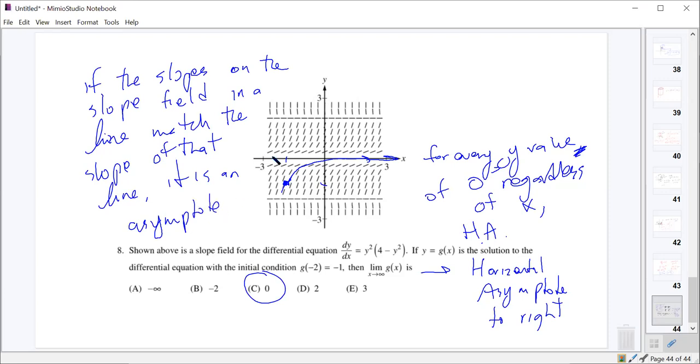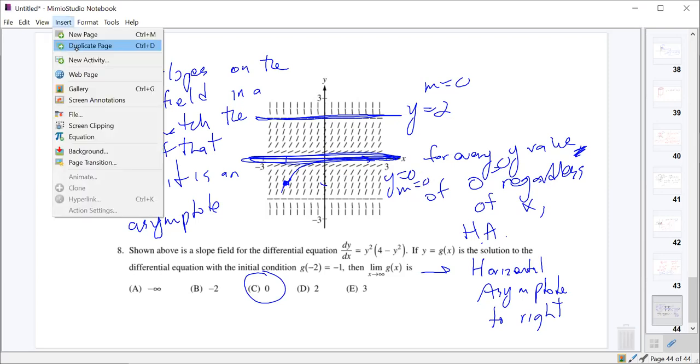And so that's what's happening here. The slope of every line on y equals 0 matches a slope of 0. The slope of every line on y equals 2, right? This is the line y equals 2, has a slope of 0. And since the slopes are 0 on it, that's also a horizontal asymptote. Here, the line is y equals 0, which has a slope of 0, and all the slopes are 0.